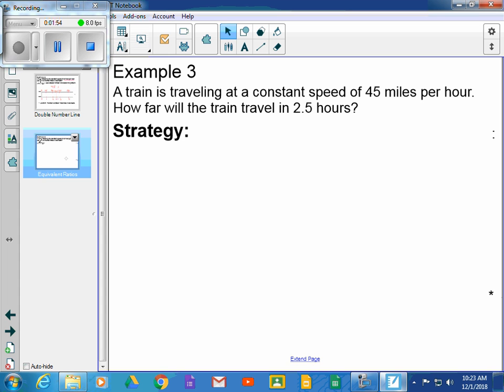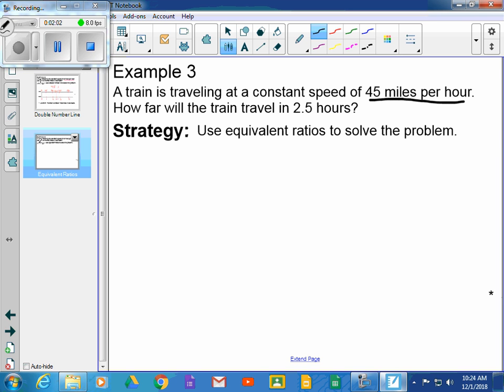Now another tool that we can use to solve the same problem is to use the equivalent ratios tool. So once again, I'm going to look at this rate, 45 miles per hour, and I'm going to create a ratio from it. I want to set that equal to another ratio that follows the same order, miles per hour. I'm given 2.5 hours, so I'm going to place that right there, and I want to figure out how many miles that will be.